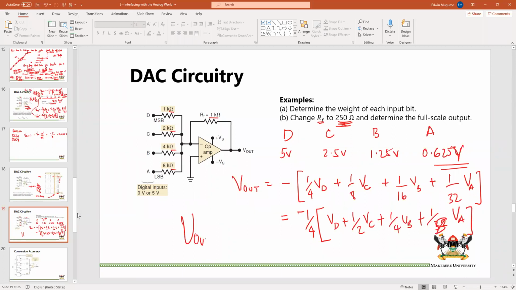So our V out is then negative 1 over 4 times, let's say for the case of 1111, which was 9.375, it will be equal to, was it 9.375? 375.